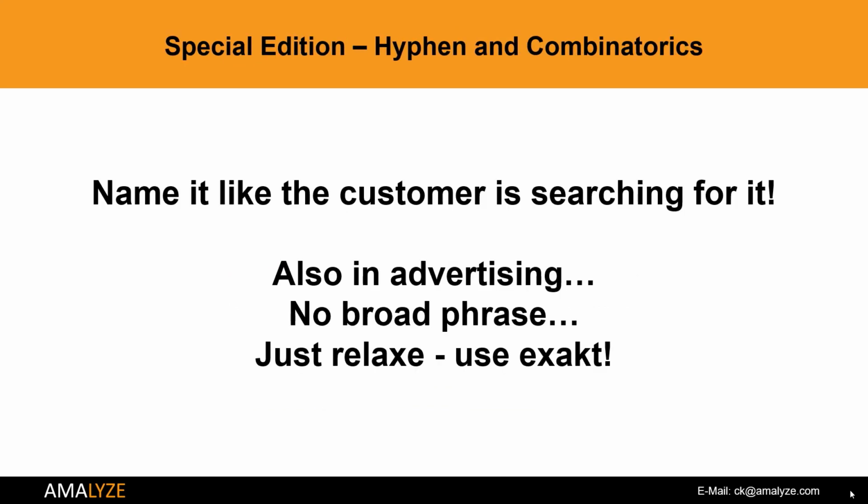To sum up, from my point, it's really easy. Name it like the customer is searching for it, and customers are not using hyphens. You can figure out if somebody is using a hyphen by just entering it in the search field and having a look at the auto-suggest, and on the other side at the search volume. You can use our free extension for that, and on the other side just open up those ASINs or specific search terms in AMALYZE Shield. You can see if there are any sales made with that specific keyword.